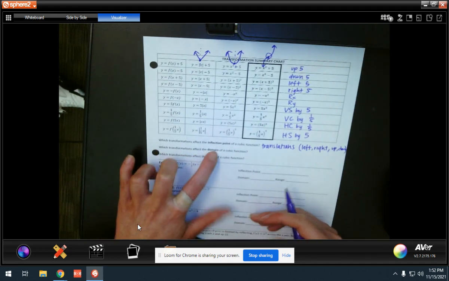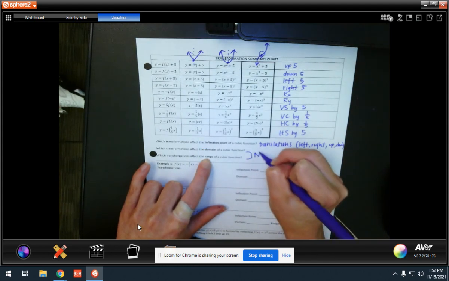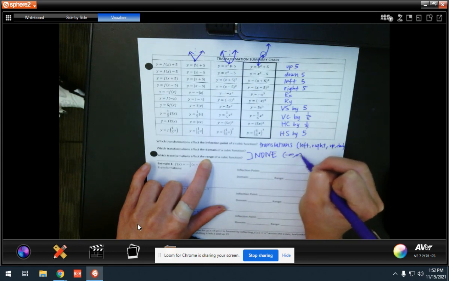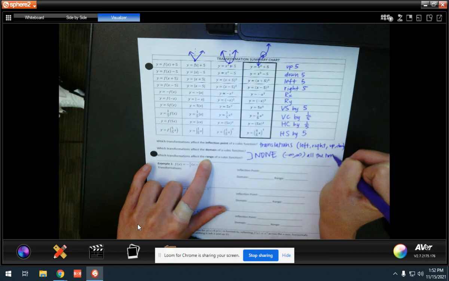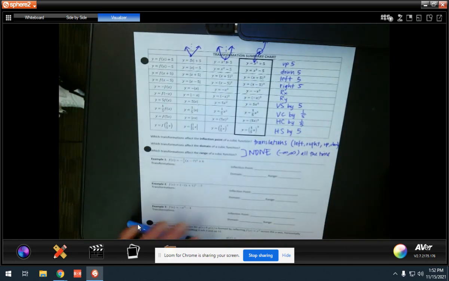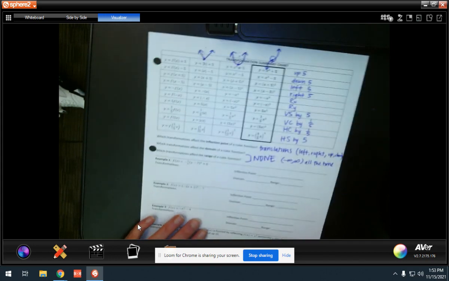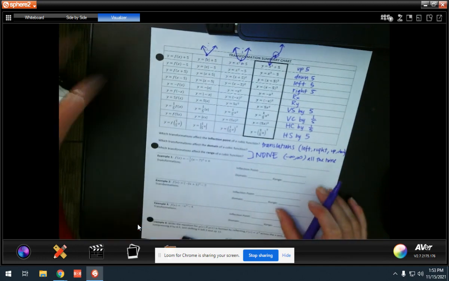None of that. Okay. Which transformations affect the domain and the range? None. All real numbers all the time. So it's almost like a trick question. If I give you this big, ugly, complicated cubic function and ask you for the domain and range, don't look at anything. You don't care what happened to it. It's all real numbers all the time. It's still an S. Whether I stretched it, whether I compressed it, doesn't matter. Okay?